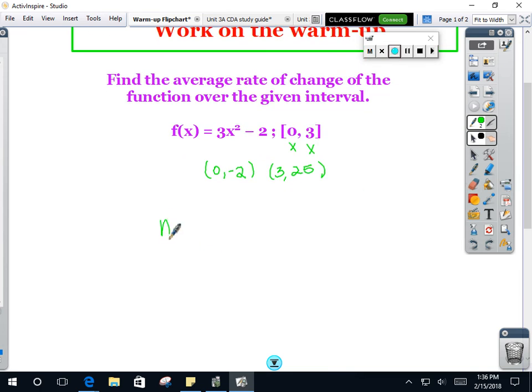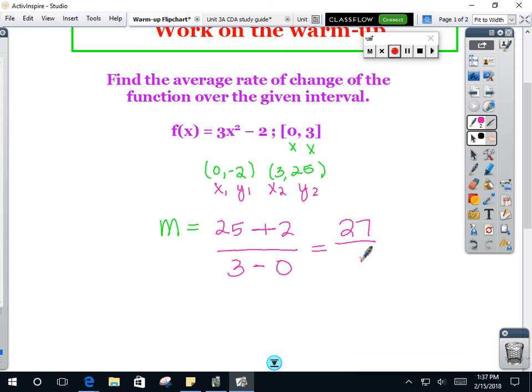The slope. Okay, this is your x1, y1. This is your x2, y2. So it would be 25 minus a -2, y2 minus your y1, over x2 minus your x1. Minus a negative becomes a positive, and that becomes a 27, and then 3 minus 0 becomes a 3, and that reduces to 9. So the average rate of change on the interval 0 to 3 is a 9.